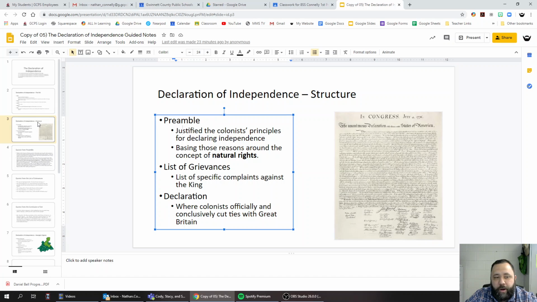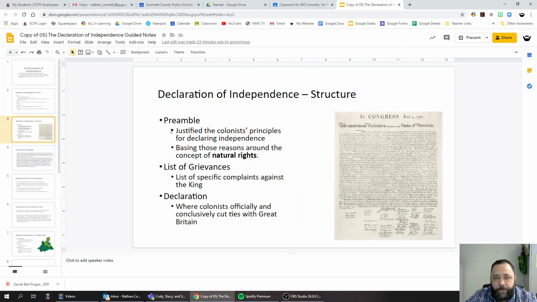So I'm going to skip around in these slides for just a few minutes as we talk about each of these sections individually. So the preamble, this is where Jefferson basically justifies the colonists' principles for declaring independence. This is the why are we doing this? What are our fundamental beliefs that allow us to do this?